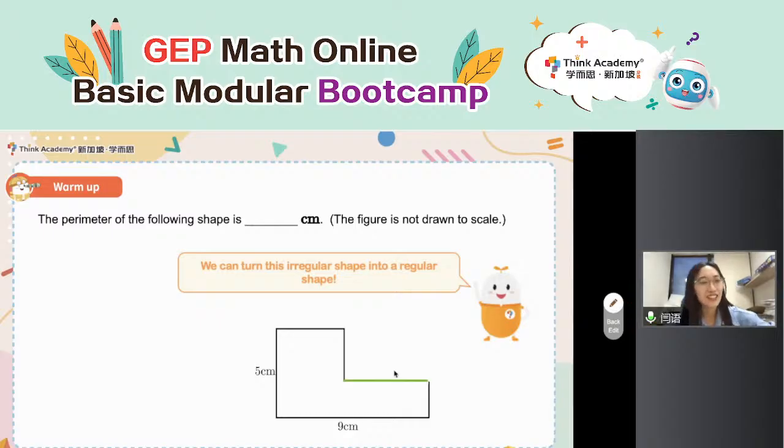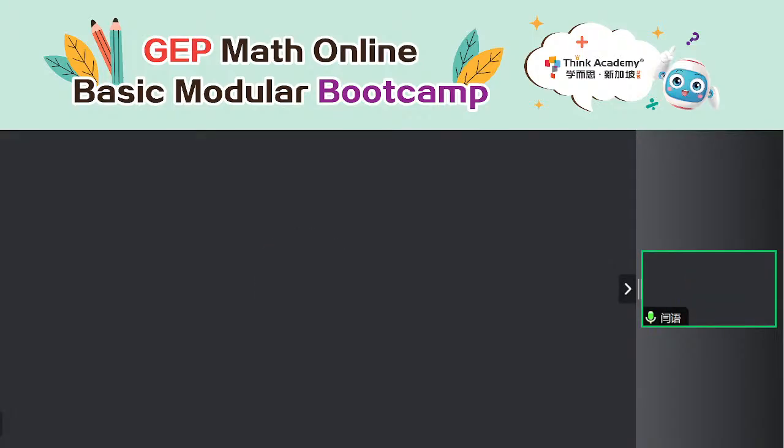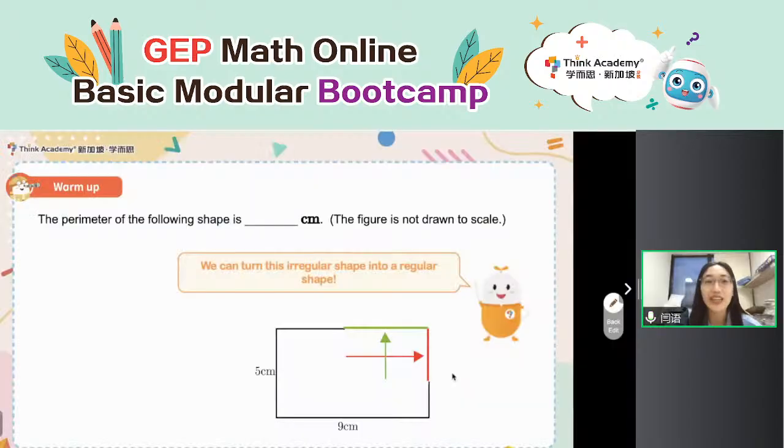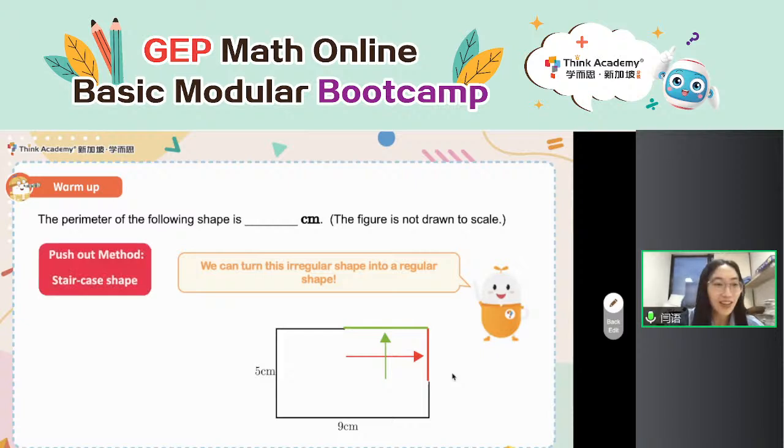Okay, you can see that the perimeter of the following shape is exactly equal to the perimeter of a rectangle. So here, let's turn that into a rectangle, which is very basic. Now we know that it is still length plus breadth and then times 2. So what is the equation? 5 plus 9 and then times 2, that is 28, okay?